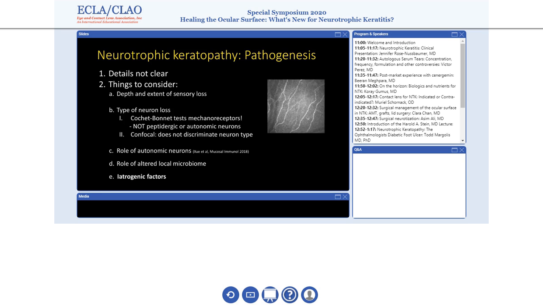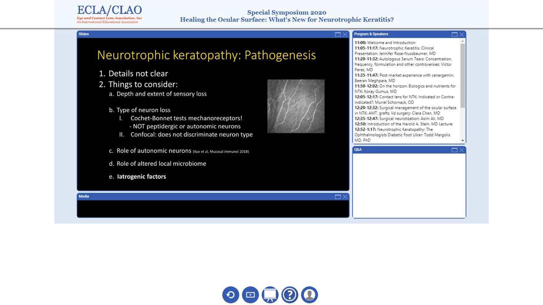Other things to consider. People mix and match all these cases. Not only the cause of the sensory loss, but the depth and extent of the sensory loss will determine to a large degree the problems that patients have. And so one patient's neurotrophic keratopathy might not be the same as another doctor's.